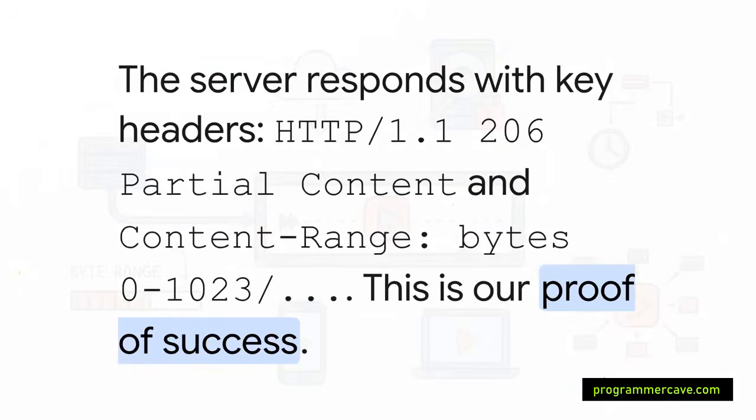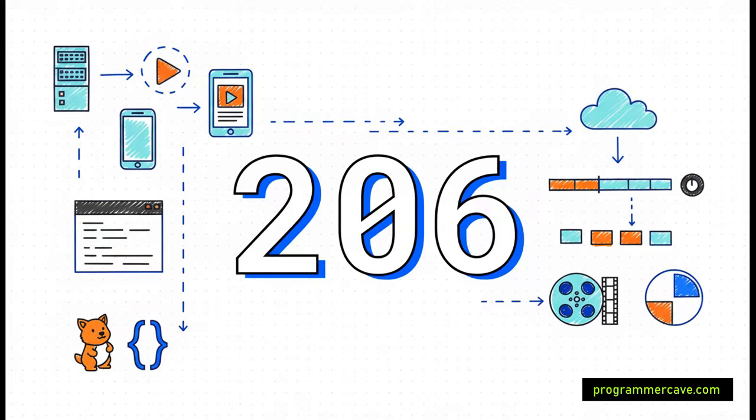And this is what our server sends back. Now you see a bunch of text here. These are the response headers. There's some interesting stuff like the content range and the content length, but there is one specific line, one little number in here that tells us everything we need to know. 206. That's the one. That little number is our smoking gun.